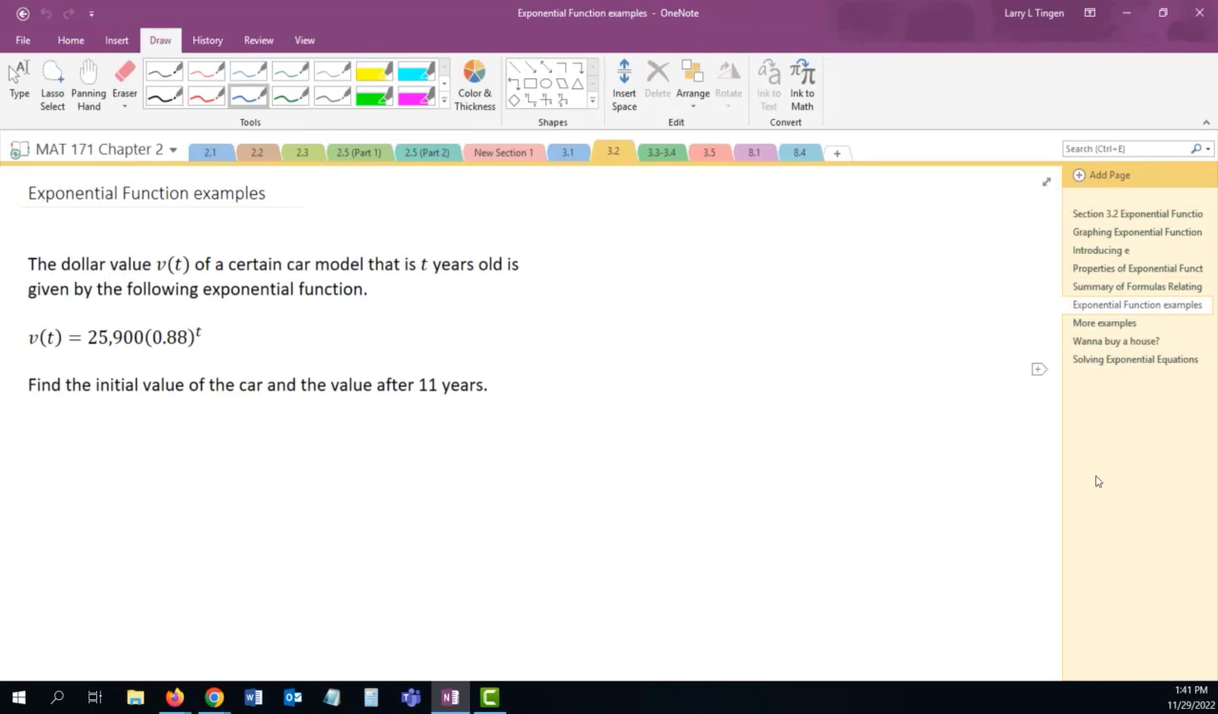All right. Next, and this is kind of what we have been building towards. The dollar value V of t of a certain car model that is t years old is given by the following exponential function: V of t is equal to 25,900 times 0.88 raised to the t. This is an exponential equation, or exponential function.